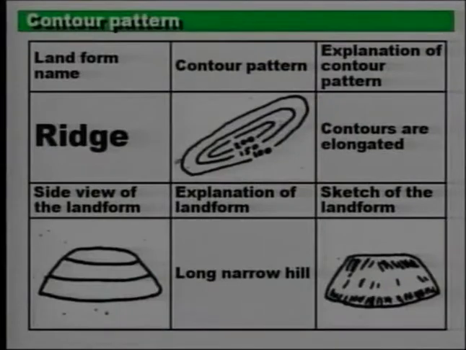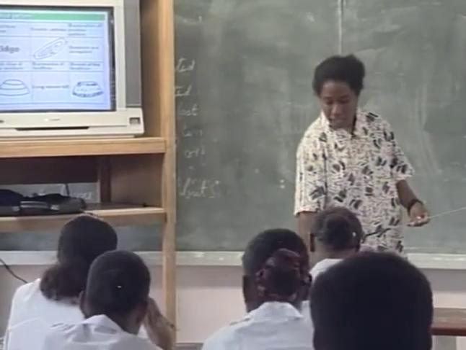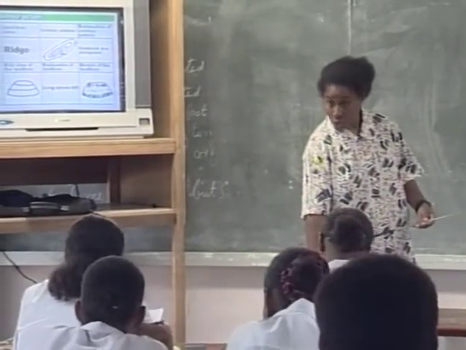The side view of this particular contour pattern or landform would be a feature looking like what is shown here on the monitor, and a sketch of that feature, you would usually have a long, narrow hill. Because the contours are elongated, you will not find a round hill, but rather a longer, narrow hill in comparison to a normal hill or mountain. Okay, that is that for the ridge, which is another of those landforms that you can identify from looking at the contour patterns.